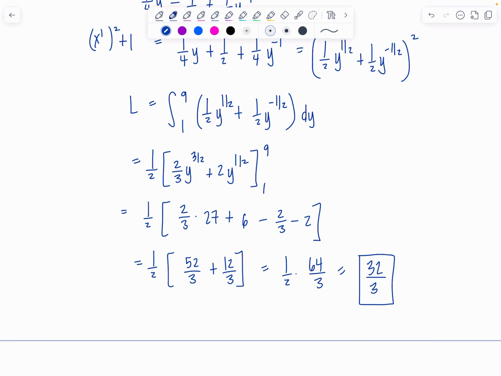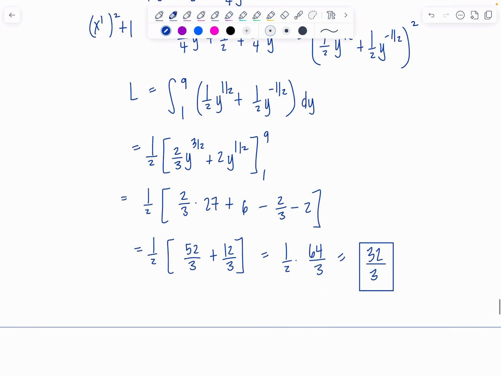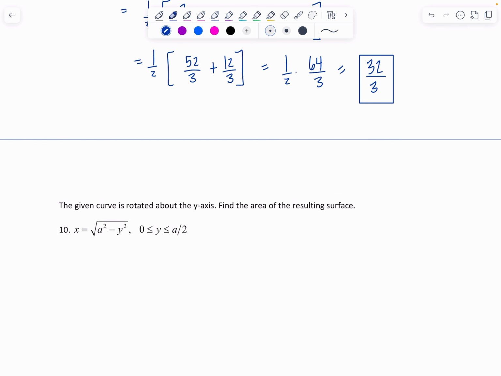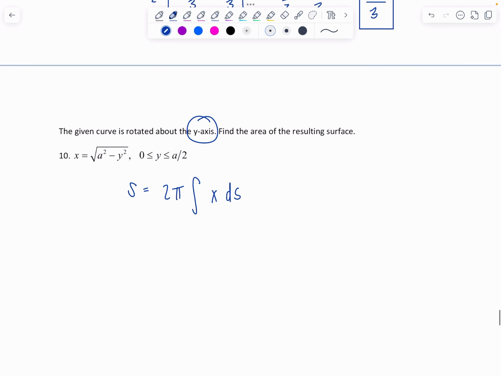Okay. Good. I think there's one more surface area problem. Yes, the given curve is rotated about the y-axis. Find the area of the resulting surface. So in this case, if we're spinning around the y-axis, surface area is 2 pi, radius would be given by x, and then you have your arc length, ds. So in this case, since x is a function of y, ds is going to be square root of 1 plus x prime, or dx dy, squared dy. Okay? And we'll go 0 to a over 2.